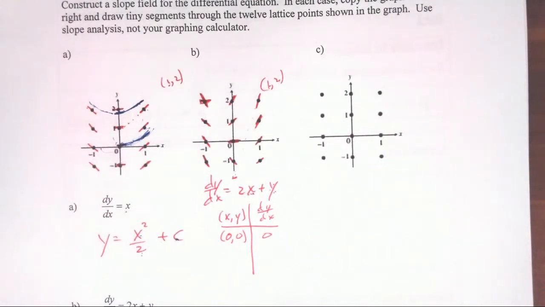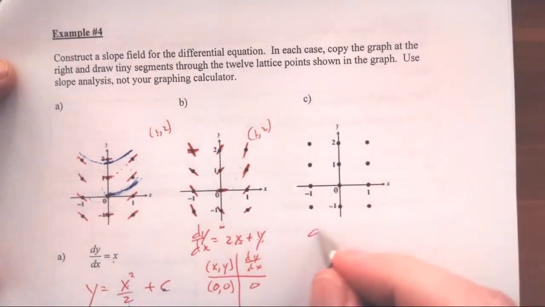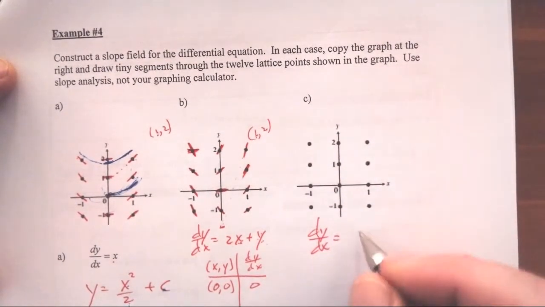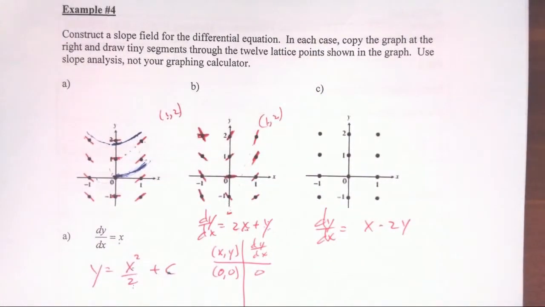All right. Good time for you to try the third one, part C. That's dy/dx equals x minus 2y. You might want to pause this, see if we end up in agreement on what our graphs look like.